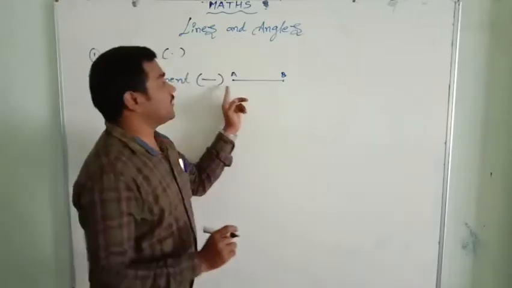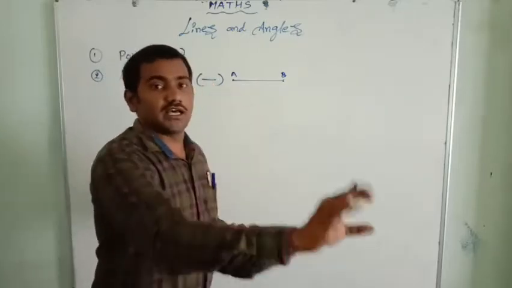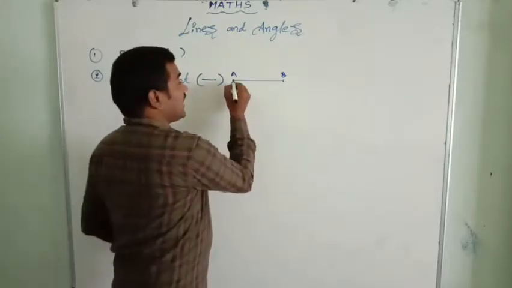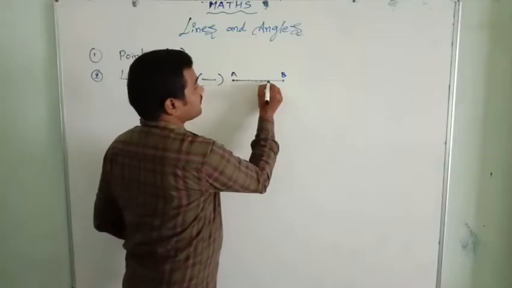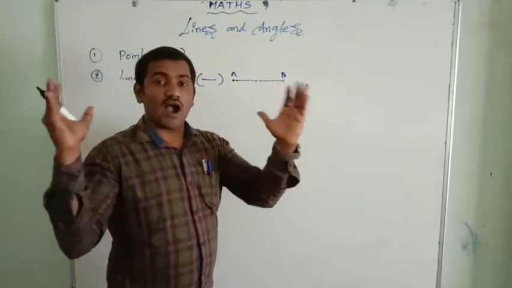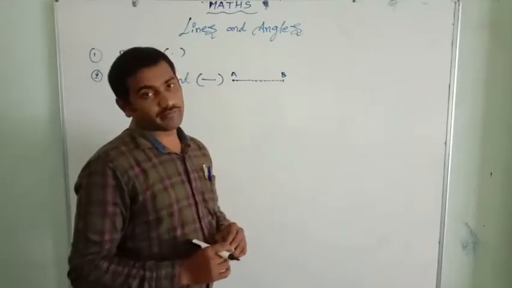So it has 2 end points, A and B. And it can be measured. We can measure the length of the line segment. A line segment or line, everything is formed by a set of points. Infinitely many points, if you join them, can make a line segment or line or anything.